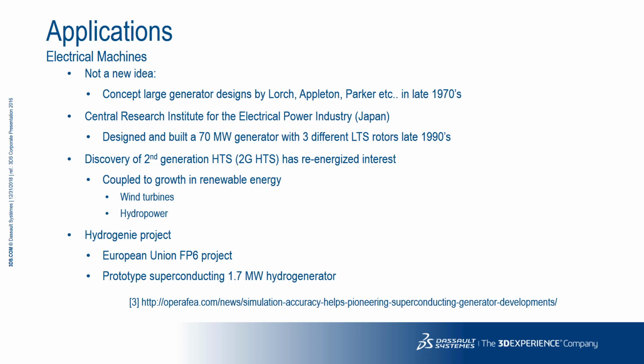One example of a real device constructed using a DC superconducting field winding is the prototype developed under the European Union FP6 project named Hydrogenie. This is a 1.7 megawatt hydro generator that was developed in an industrial partnership. In this case, simulation was able to predict the performance of the device with high accuracy, including estimating efficiency to within 0.1%. The generator has demonstrated that it's possible to reduce the size and weight of a generator for this purpose by up to 70% with significant improvements to efficiencies.